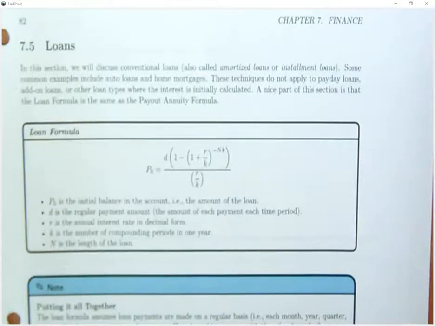Okay, so this is page 82 in your workbook. This is really the same exact formula we had a moment ago in 7.4, except it's loans, amortized loans or installment loans. So instead of having money in the bank where we've been drawing out of it and benefiting that way, we are buying something now, but we didn't pay for it in full. And so we need to pay interest on that. So it's like a car loan, and amortized means they're trying to kill the debt, kill the loan.